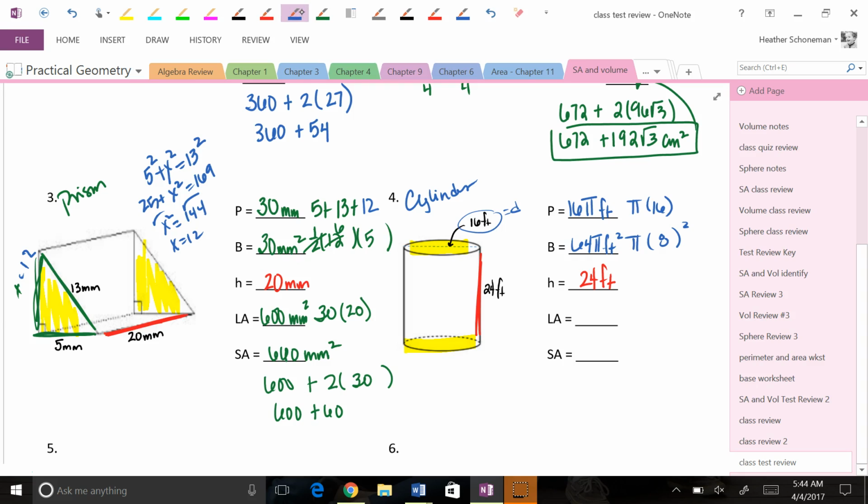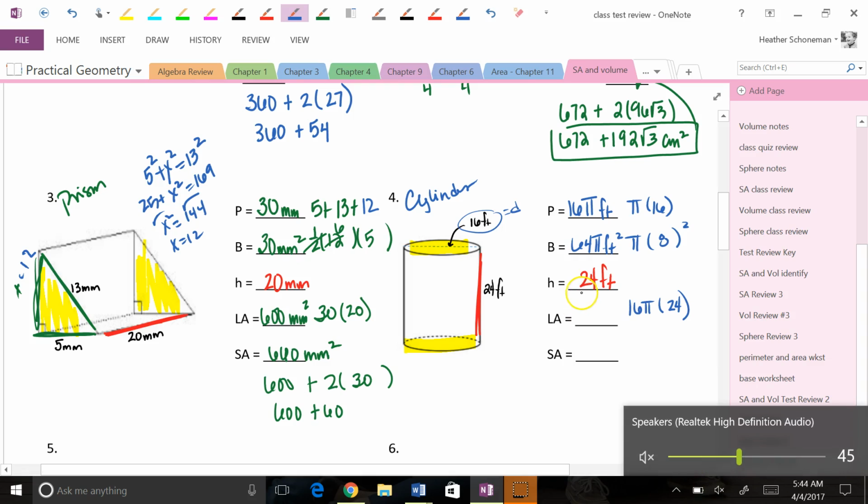So even though we have a different shape, still got two bases, it's still lumped together if you look at your formula sheet. So lateral area is perimeter, 16 pi, times height, 24. So 16 times 24 is 384. So we get 384 pi feet squared.